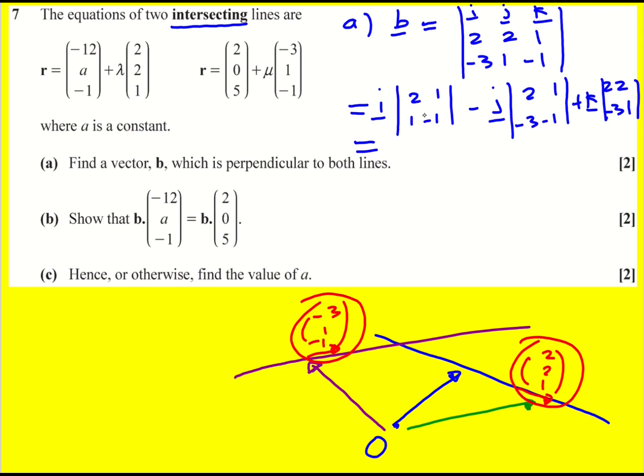We've got minus 2, minus 1, so it's minus 3i. I've got minus 2 plus 3, which gives me 1, but then I make it minus, so I get minus j, and then 2 minus minus 6 becomes plus 8k. Therefore, b is equal, I could leave it like that, or I'm going to write it as minus 3, minus 1, 8.